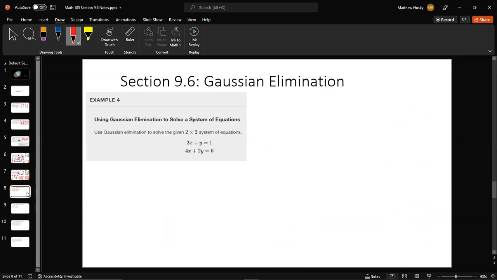So here is another one. They say use Gaussian elimination to solve this 2x2 system of equations. So again, we're going to use the same approach here. So first we're going to write this as a matrix. So we've got 2, 4, 1, 2. Draw our line right here, and then we've got 1, 6.